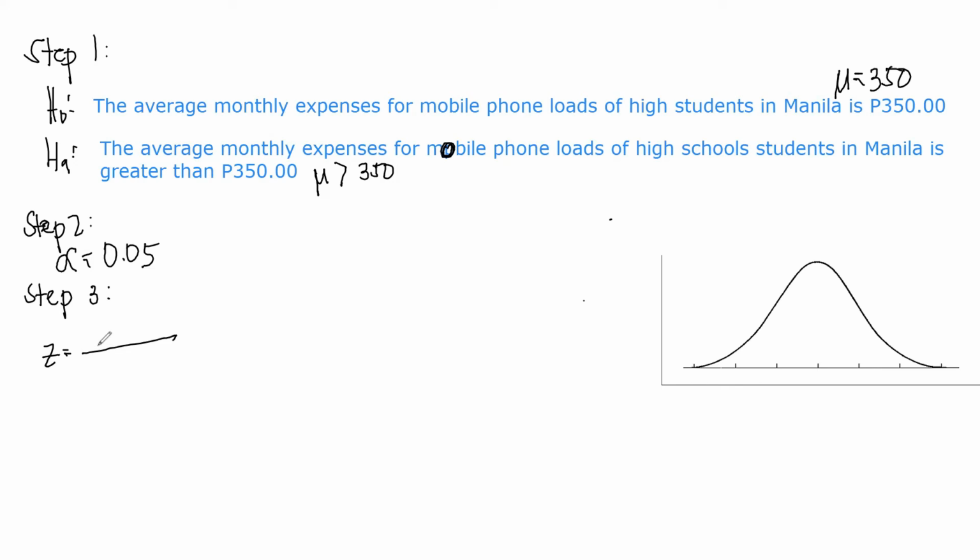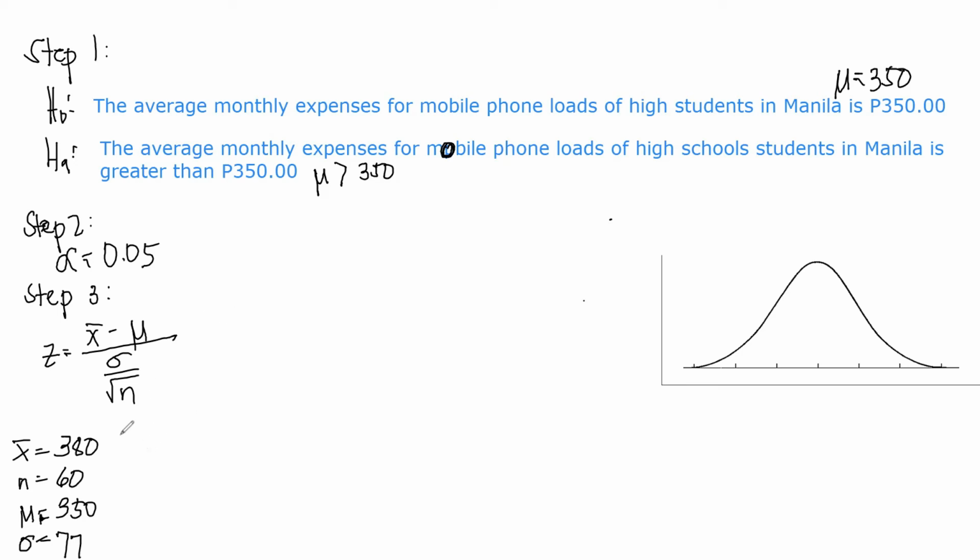So the formula for the z-score is x bar minus the mu over the sigma over square root of n. Let's determine the variables given there. So we have x bar. It is stated that the statistics student interviewed 60 students. So that would be our n, 60, and obtained an average monthly expense for loads amounting to 380 pesos. Copying the mu, which is in our hypothesis, which is 350, and our standard deviation, which is at the end of our problem, which is 77 pesos.